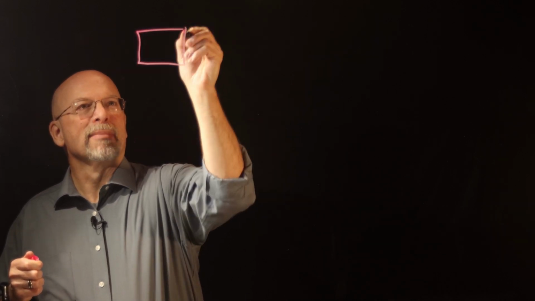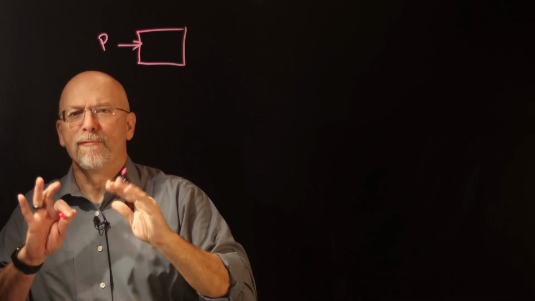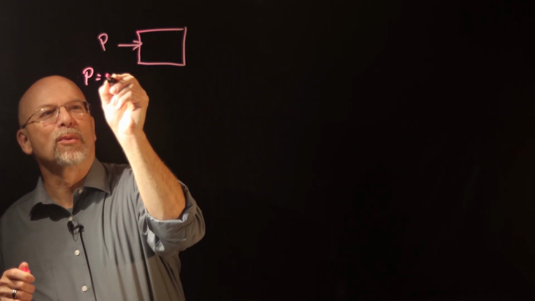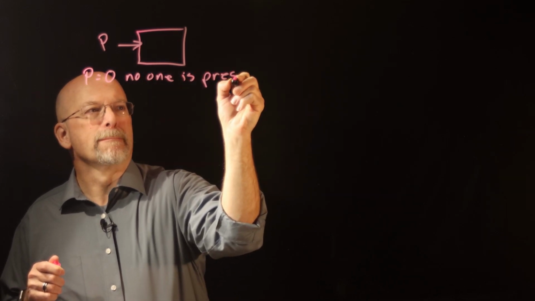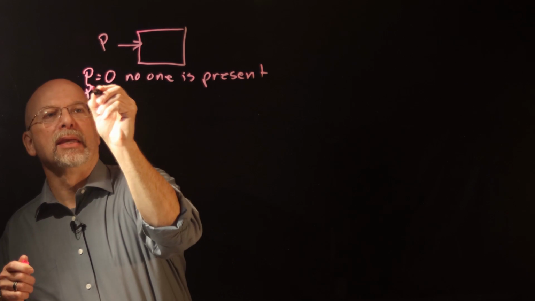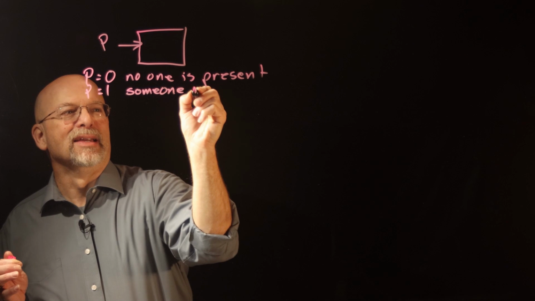You walk up to the toilet and there's a small device in there, a rangefinder, which determines whether or not somebody is in front of the toilet. So we're going to have a system that looks like this. We've got an input, which we're going to call P. P for present. In other words, P equals 0, no one is present, and P equals 1, someone is present.